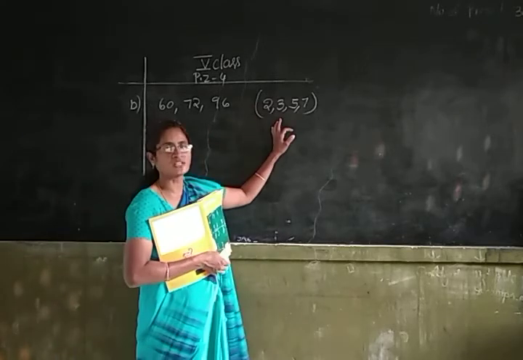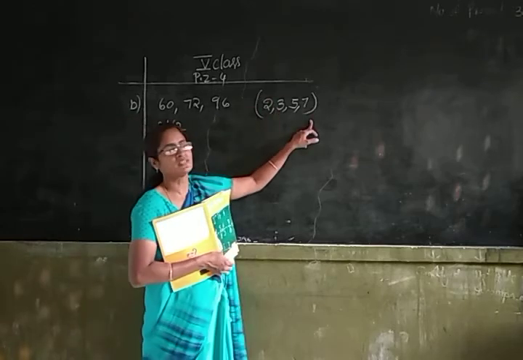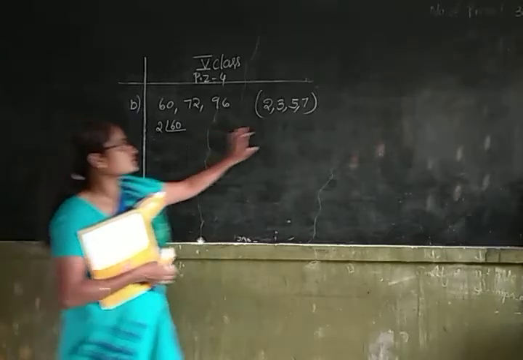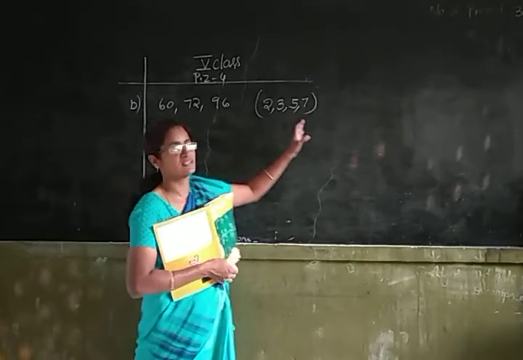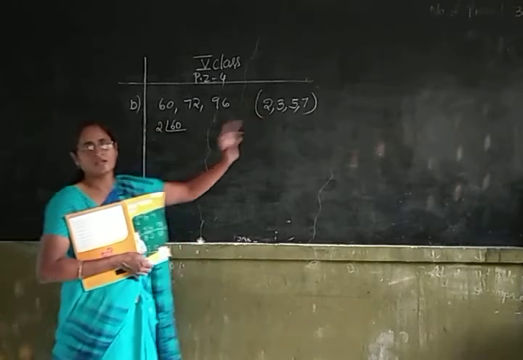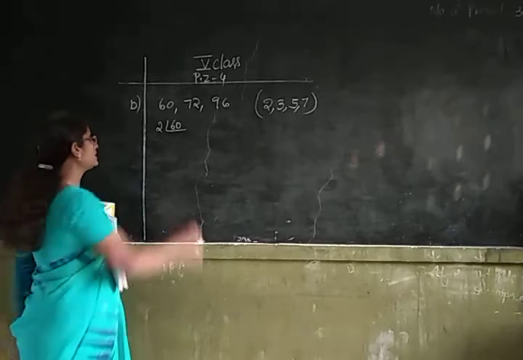If the number is not in 3 table, we have to check whether the number is in 5 table. And then we have to check whether the number is in 7 table. Okay children? Because these are prime numbers. 2, 3, 5, 7 are the prime numbers. So we have to check whether the given numbers are in these tables or not. So 60 is an even number.